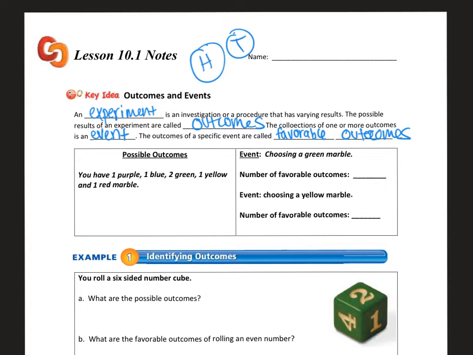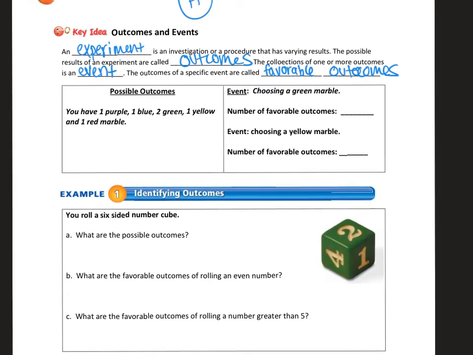So those are my two possible outcomes. The collection of one or more of the outcomes is an event. So when I actually flip it and I get a head, that would be an event. And say I want to know how many times I get a head out of 50, and I'm counting the heads, that would be my favorable outcome.